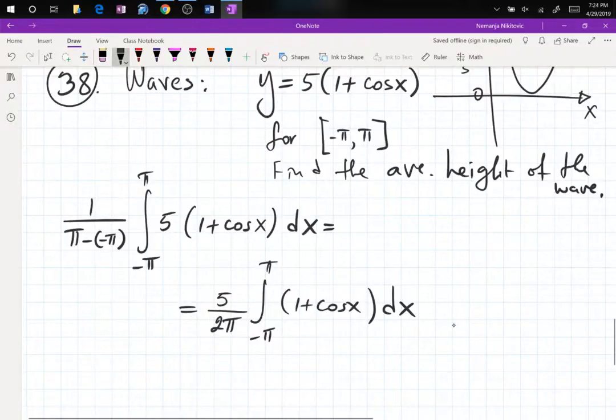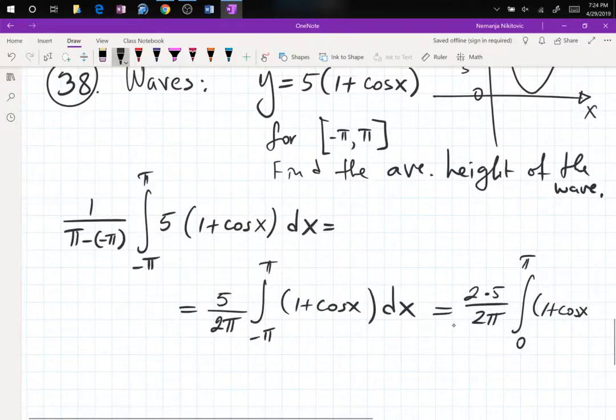Now you just learned this, so you are not noticing it, but I am trained as soon as I see a symmetric interval to look for even and odd functions, because I'm lazy. So I see that the 1 plus cosine is even, and I have a symmetric interval. Woohoo! That's now going to be 2 times 5 over 2 pi, integral from 0 to pi of 1 plus cosine x dx, because it was even.